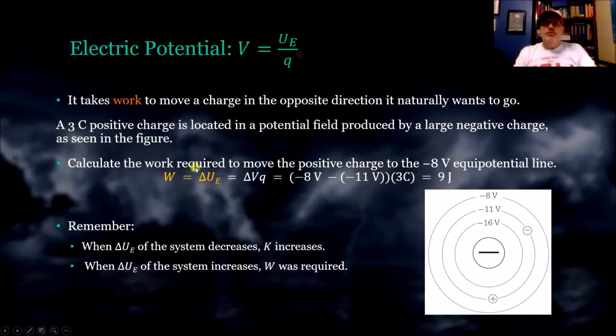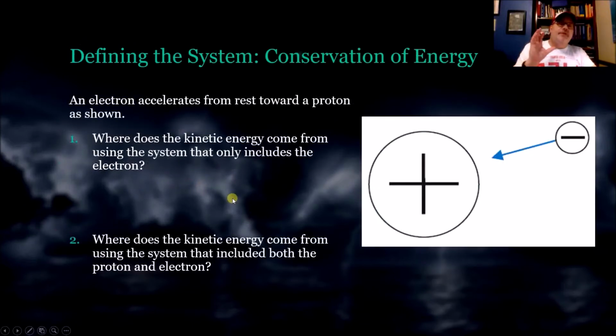The work equals the change in potential energy. Again, the math is quite simple, and we get 9 joules of work is required for me to push it upward to a higher potential. Remember, when the potential energy of the system decreases, kinetic energy will increase. And when the potential energy of the system increases, work was required to make it happen. This turns up on the test on a frequent basis, so let's make sure we get this right.